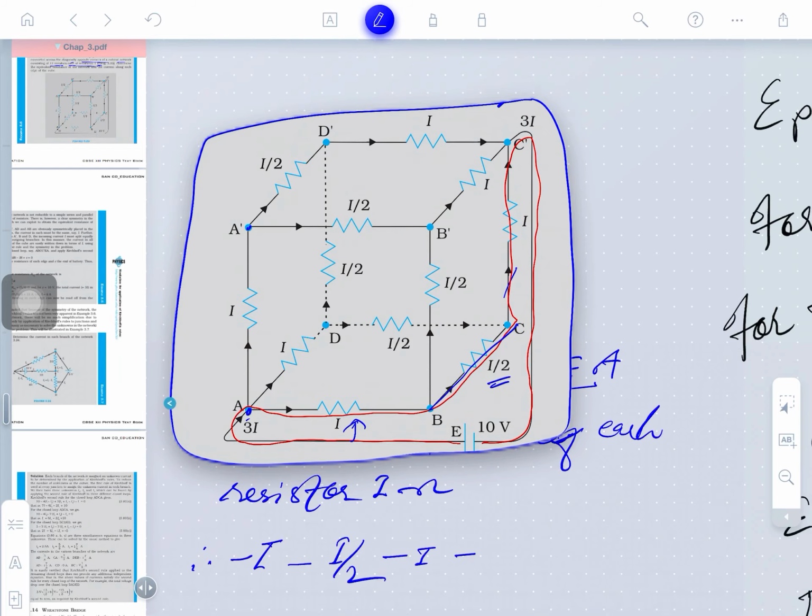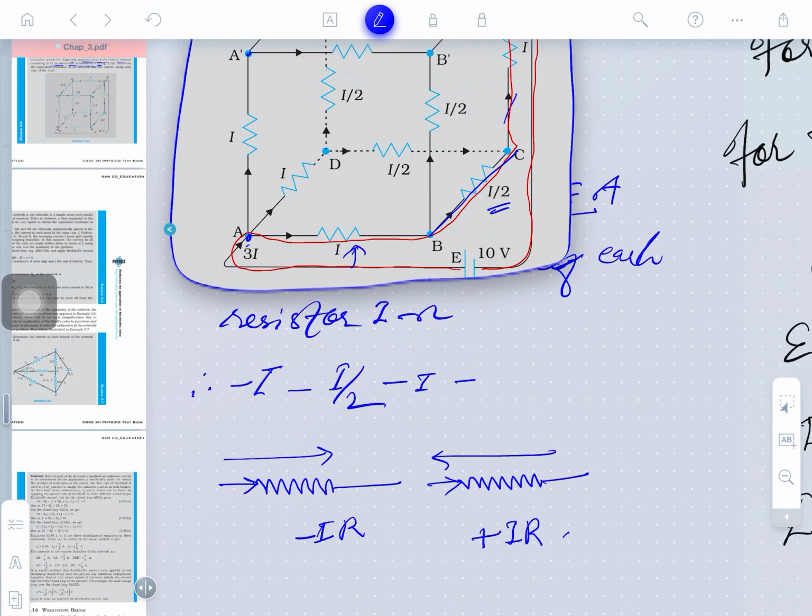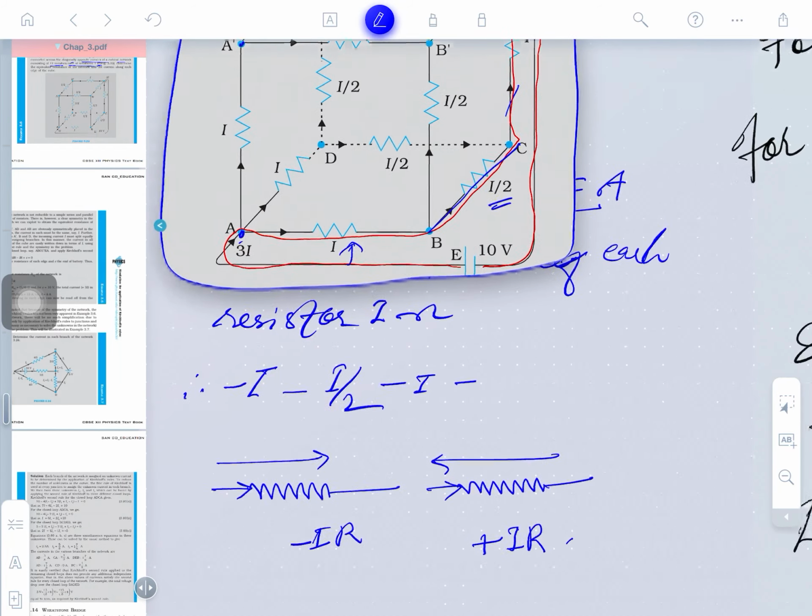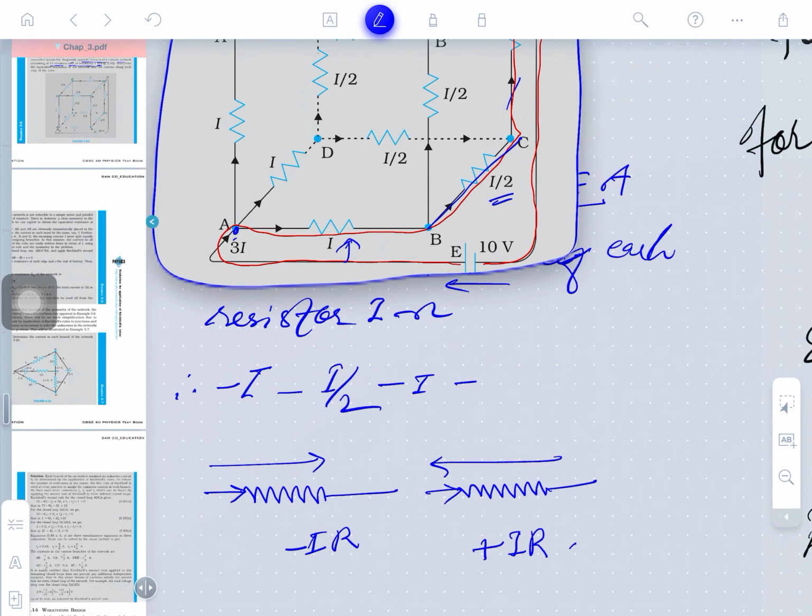Next we are coming from C dash to E. No resistance is there, and at E we are moving from the negative to the positive plate, so the potential rise is taken as positive 10 volt, and the sum is equal to 0. This is all IR drops and EMF. So what will this be? All the three are negative here: minus 2I and minus I by 2, minus 5 by 2 I, plus 10 is equal to 0.